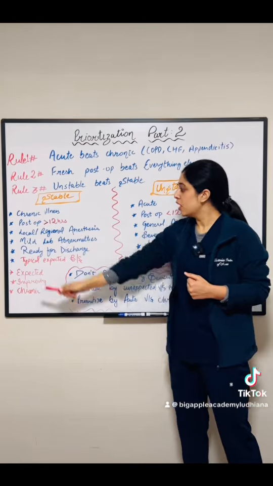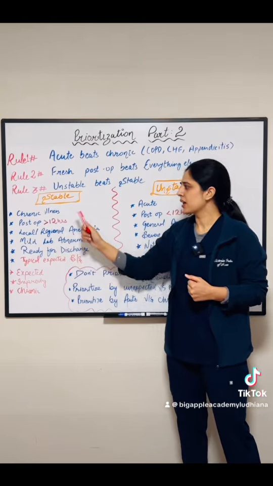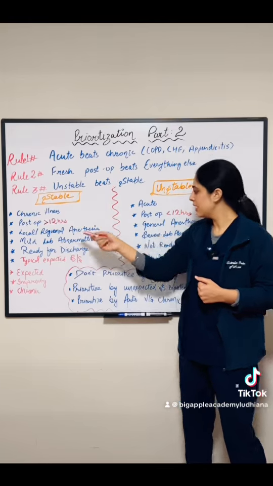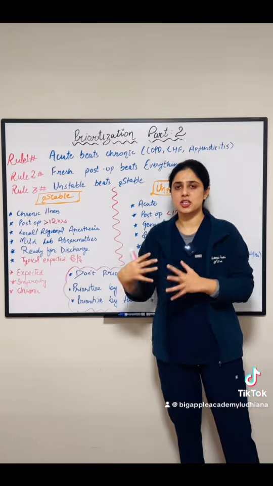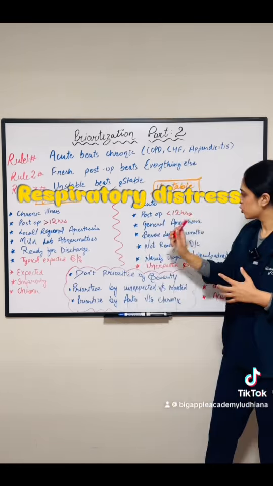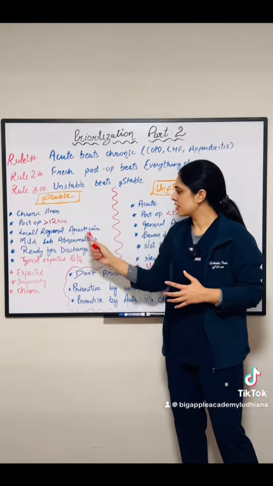Then this one, local and regional anesthesia is considered as stable, rather than general anesthesia is considered as unstable, because with general anesthesia there are chances for respiratory distress. So general anesthesia beats local and regional anesthesia.